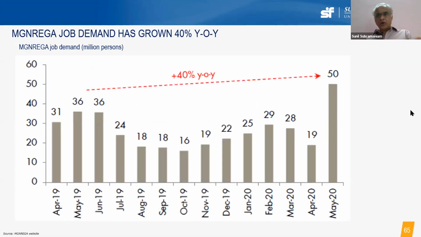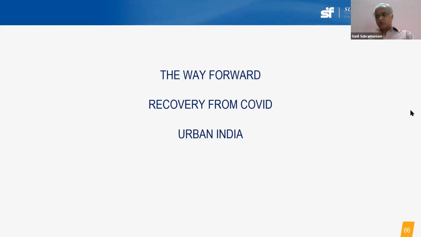Right. So along with that, on labor also, the NREGA announcement by the government of an additional 40,000 crore has been seen in a 40% rise in NREGA job demand, which the government has been able to fulfill. Coming to our views on the urban part of the country, right?